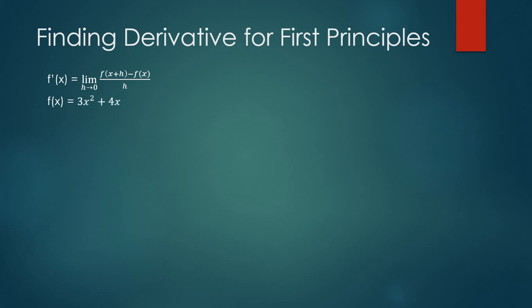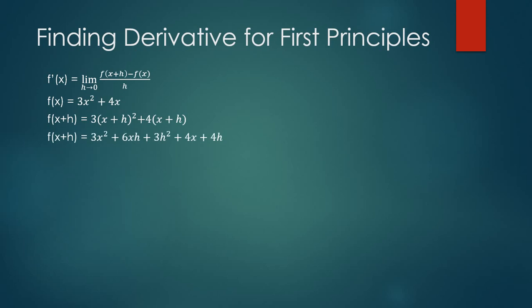So let's say f of x is equal to 3x squared plus 4x, and we want to find the derivative. What we need to do is, we have f of x, so we need to find f of x plus h. Now f of x plus h, we replace our x's with x plus h, is 3 times x plus h squared, because remember, replace the x with x plus h, so it's 3 times x plus h squared plus 4 times x plus h. And we can expand, and expanding gives us that.